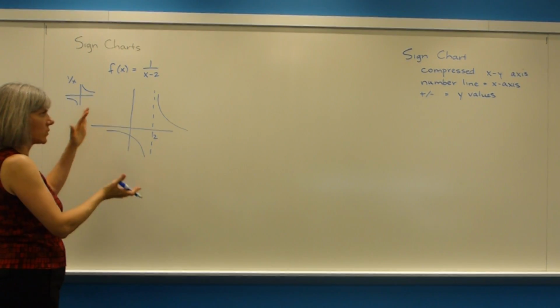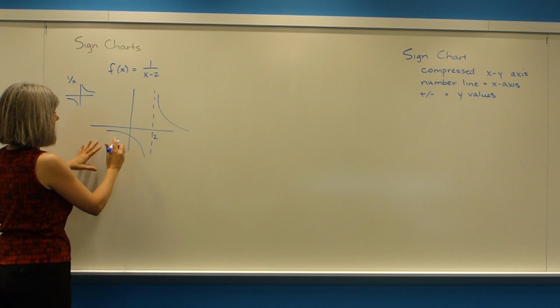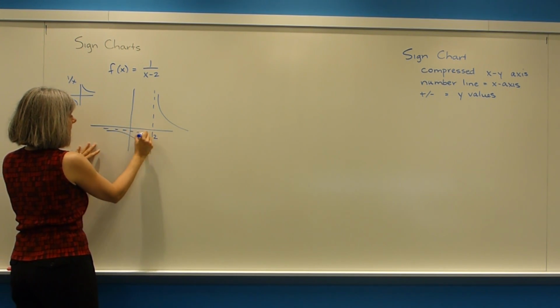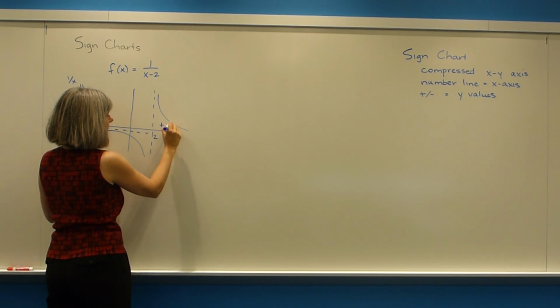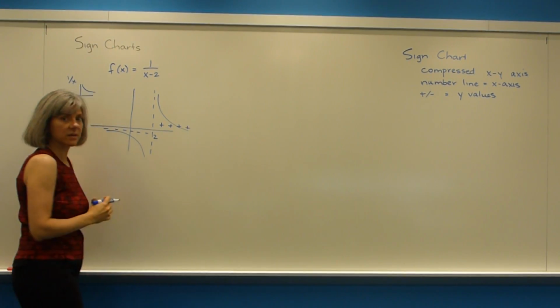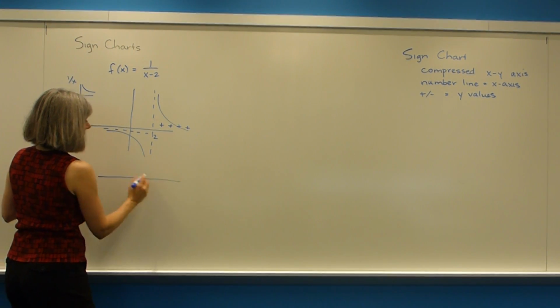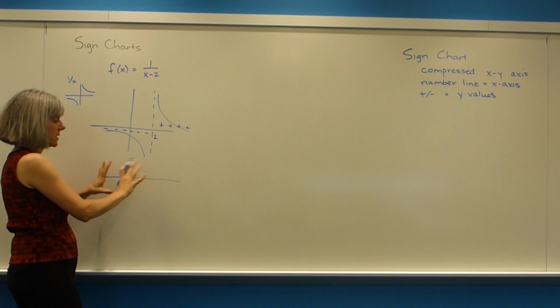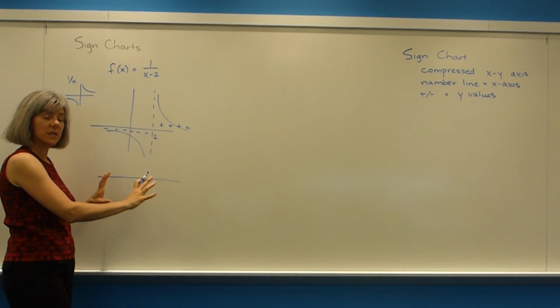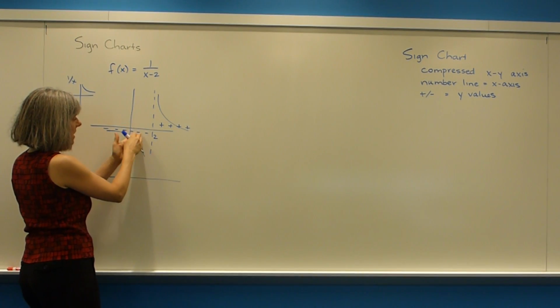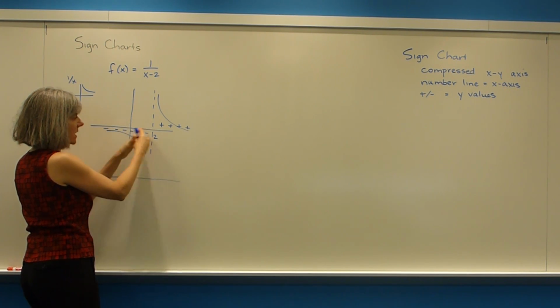Okay, so again, we're trying to compress the x-axis. What do we know over here? Everything on this side is negative. Everything on this side of the asymptote is positive. So again, the only thing that I'm putting on the number line, the only thing that's really important in the sign chart, is the dividing point between where it's negative and where it's positive.